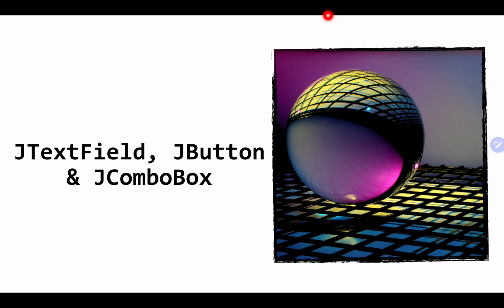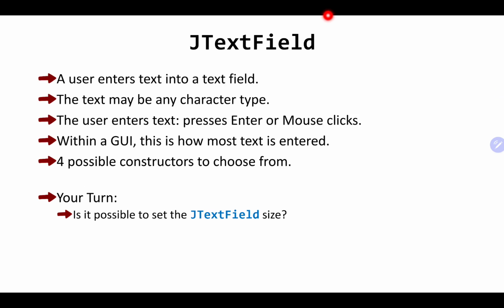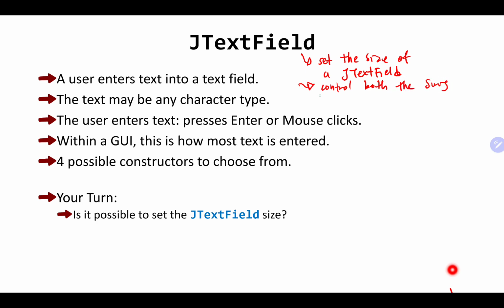Okay, now we can go through JTextField, JButton and JComboBox. Okay, for JTextField, what is it? It is actually a function that we can use to set the size of a JTextField in Java. What they do is control both the width and the height of the text field.